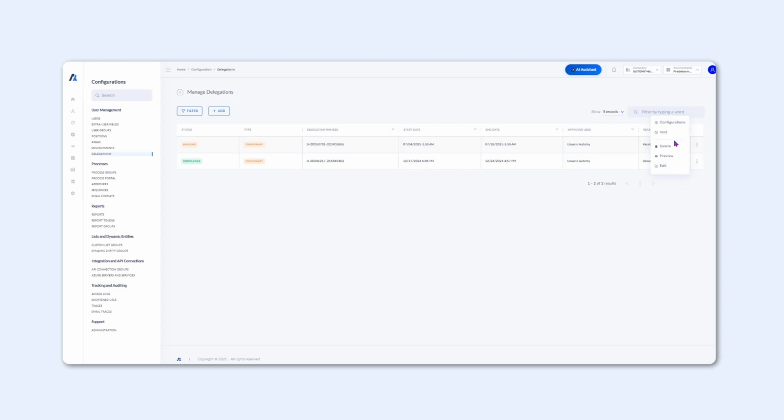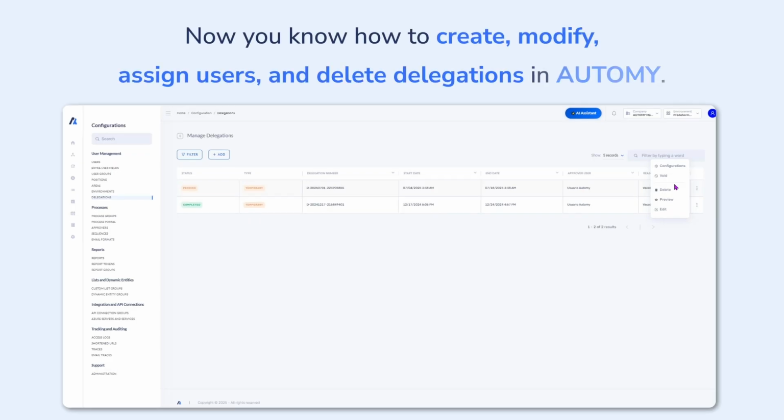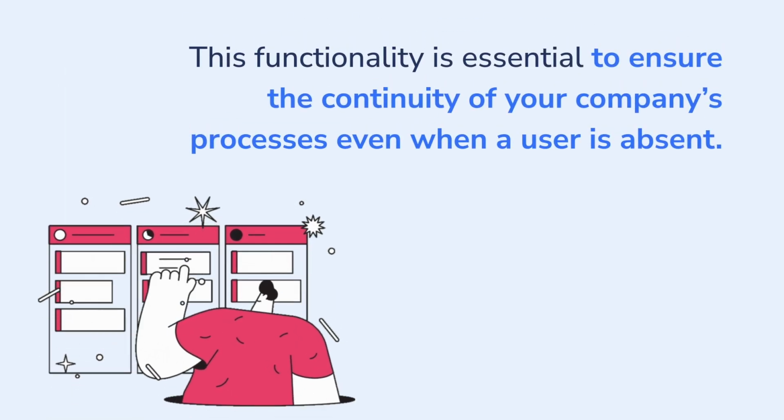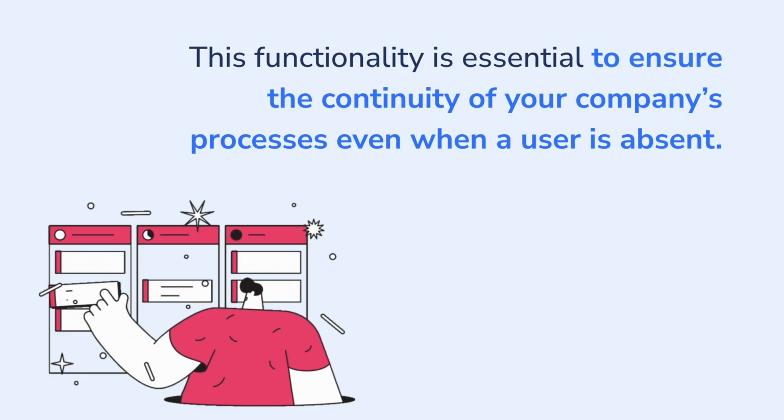And that's it. Now you know how to create, modify, assign users, and delete delegations in AUTOMY. This functionality is essential to ensure the continuity of your company's processes even when a user is absent.